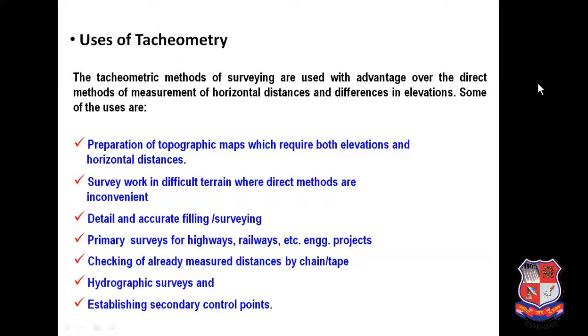Tachyometric surveying is very powerful method of surveying. Next, fifth one, checking of already measured distance by other means like chain, tape. Sixth, for the hydrographical survey, means to conduct the survey near the water body. That is also a very powerful method. And last one is establishing the secondary control points. In case of the geodetic survey, this tachyometric surveying is very useful.